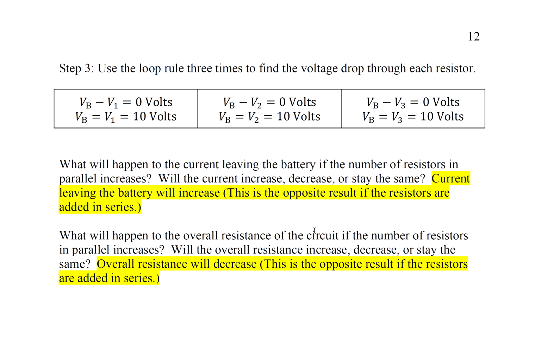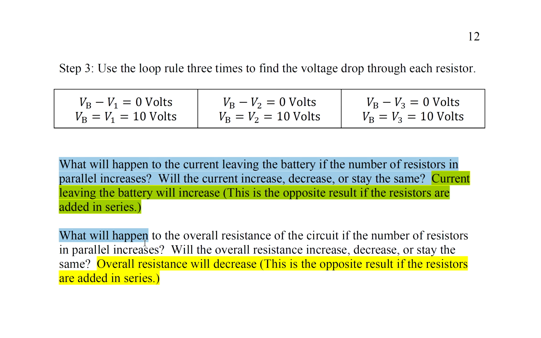And we could use the loop rule 3 times to find the voltage drop through each resistor. And remember, resistors in parallel have the same voltage drop. So you can see they're all 10 volts.